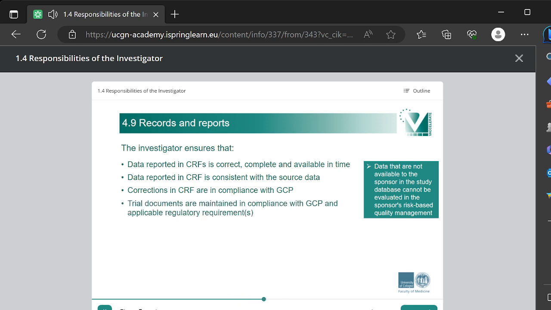The trial documents need to be maintained as specified in Chapter 8 of the ICH GCP, dealing with the essential documents for the conduct of a clinical trial, and the applicable national regulatory requirements.